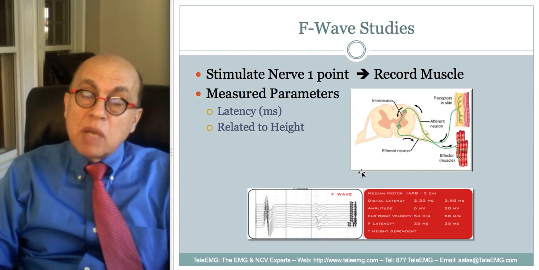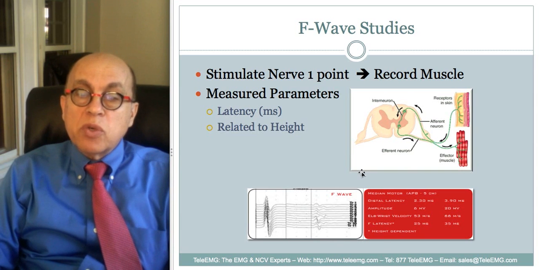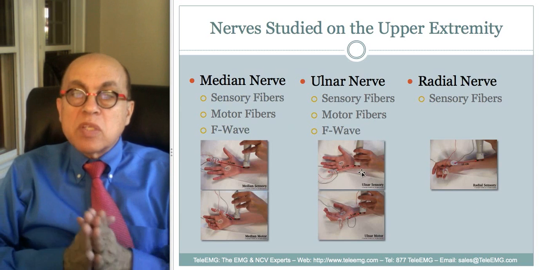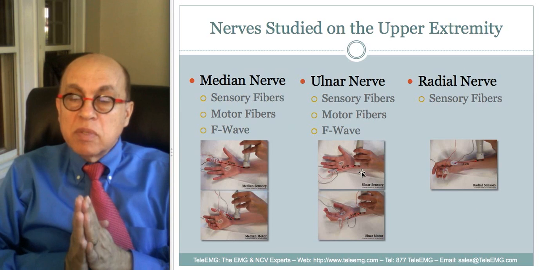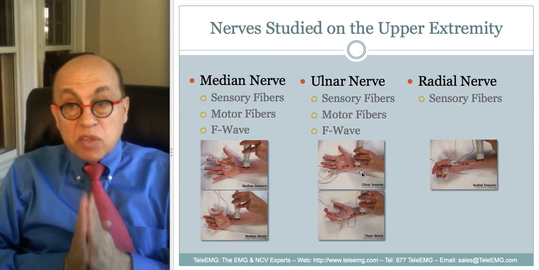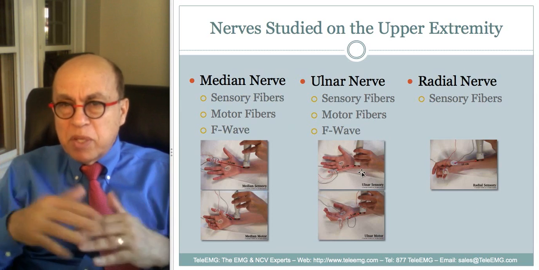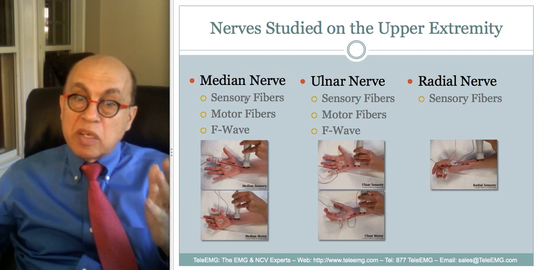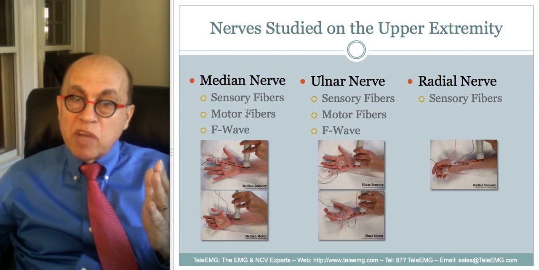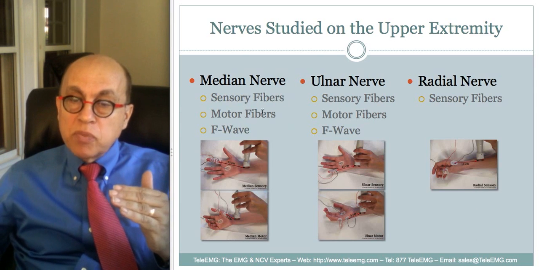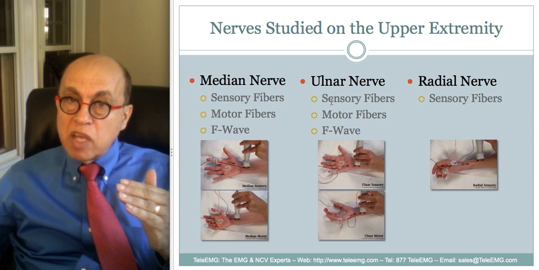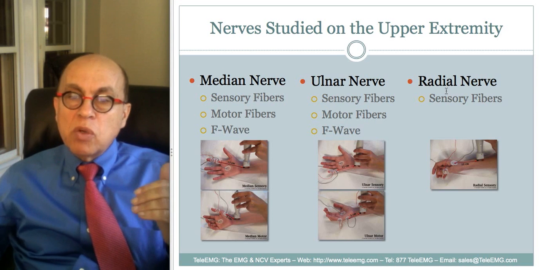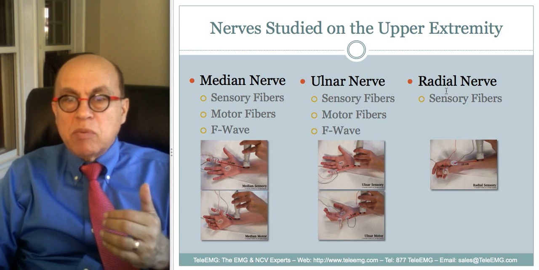So in the upper extremity, we study sensory and motor nerves and the F wave in three nerves. We study those in the median nerve, in the ulnar nerve, and in the radial nerve. Of course, there are more nerves, but these are the nerves that we routinely study. In the median nerve, we study routinely the sensory fibers, the motor fibers, and the F wave. In the ulnar nerve, we also study the sensory fibers, the motor fibers, and the F wave. In the radial nerve, routinely, we only study the sensory fibers.